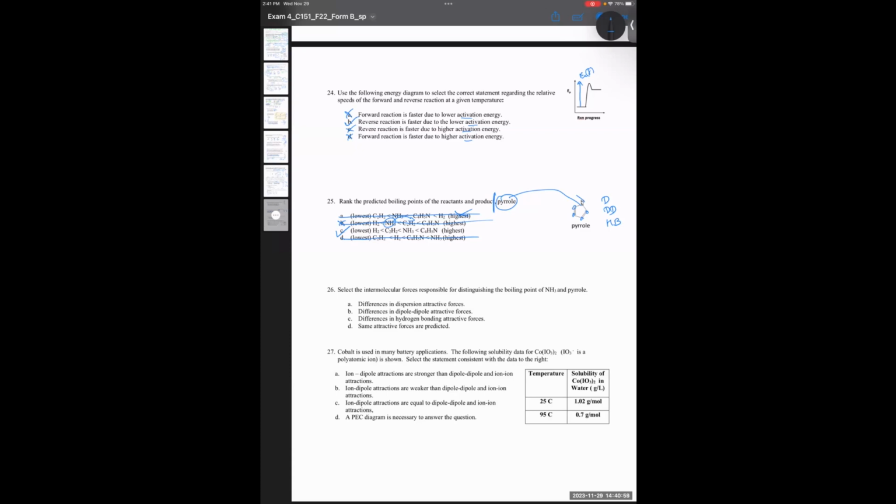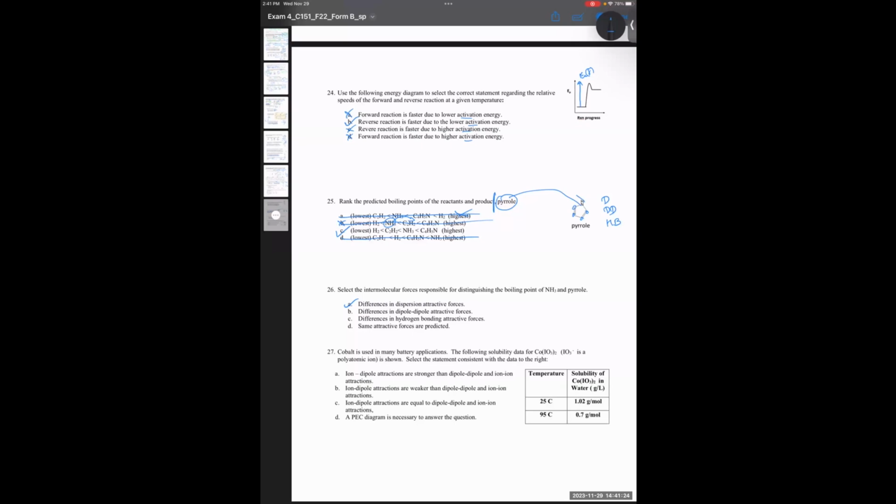Question 26, select the intermolecular forces responsible for distinguishing the boiling points of NH3 and pyrrole. Yeah, dispersion forces. We just talked about this. Differences in dispersion attractive forces. Yep, that should be it. Not hydrogen bonding, not dipole, since those are the same attractive force in both. So it should be option A.